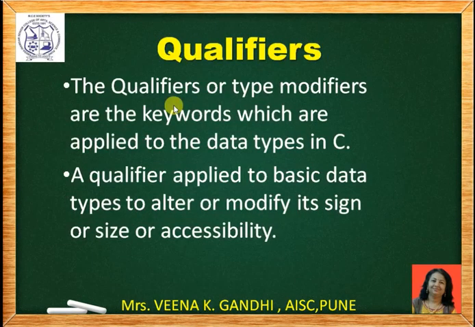Before going to the topic user-defined types, we will first see the topic qualifiers. Qualifiers or type modifiers are the keywords which are applied to primary types in C. A qualifier is applied to basic data types to alter or modify its size, sign, or accessibility. Means by applying a qualifier, we can change the memory requirement. We can modify the range of permissible values applied to the primary types.